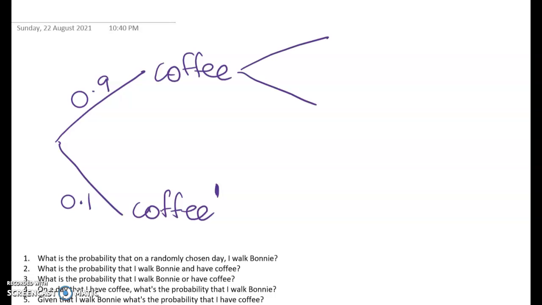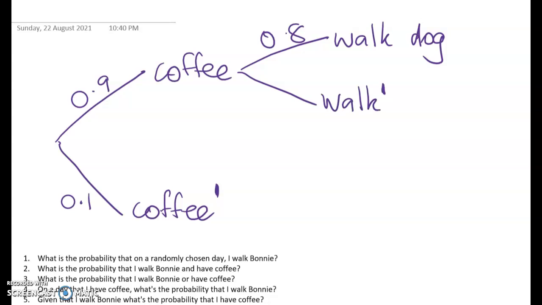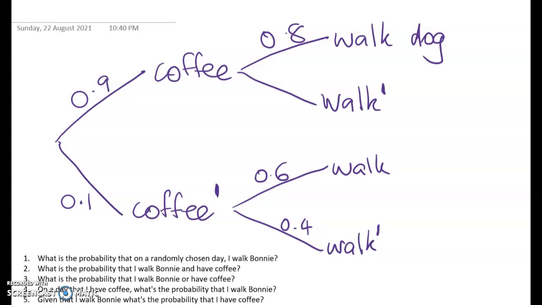So if I've had my coffee most of the time, I will take Bonnie for a walk. So we'll just put walk dog, and that happens 80% of the time, so 0.8. And then I'm just going to put walk dash for don't walk. But if I don't have my coffee, I'm much less likely to take her for a walk. So we've got a 0.6 probability that I walk Bonnie if I haven't had my coffee, and a 0.4 probability that I don't walk her. Walk dog, don't walk dog.